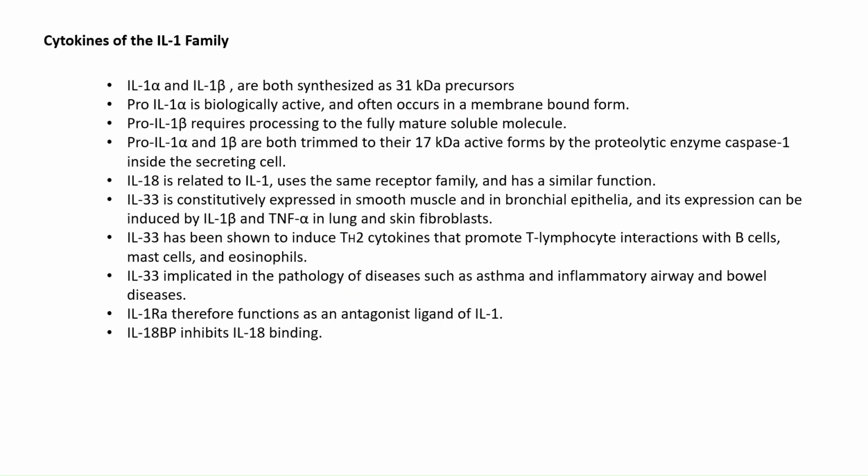Now, if we study the cytokines of the interleukin 1 family, we have interleukin 1 alpha and 1 beta. These are secreted as precursors. Precursors means they need to be broken down into the active form. The proteolytic enzyme caspase 1 breaks these precursors and converts them into the active form. 1 alpha is a membrane bound form, whereas 1 beta is a soluble molecule. Coming to interleukin 18, it is related to interleukin 1 only, with a similar receptor family and similar function.